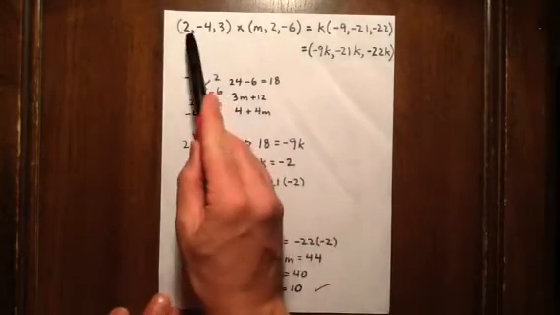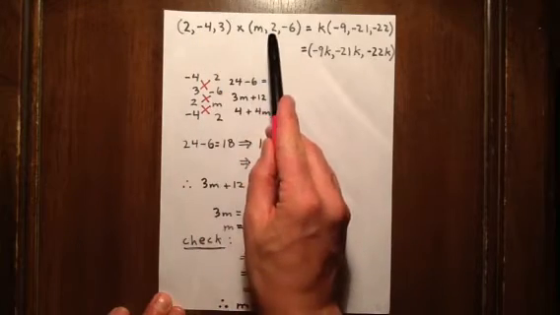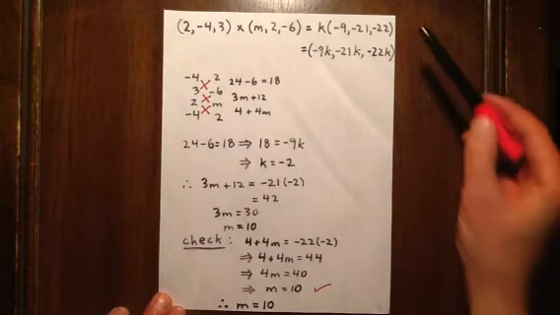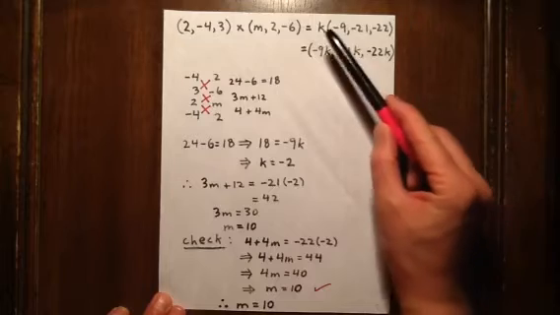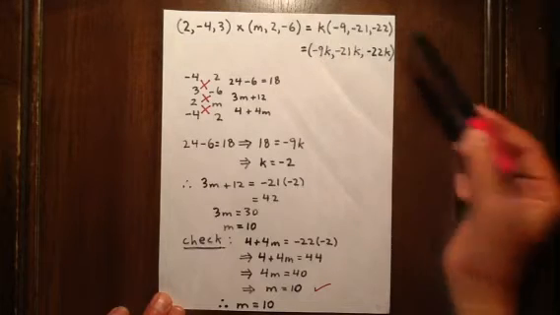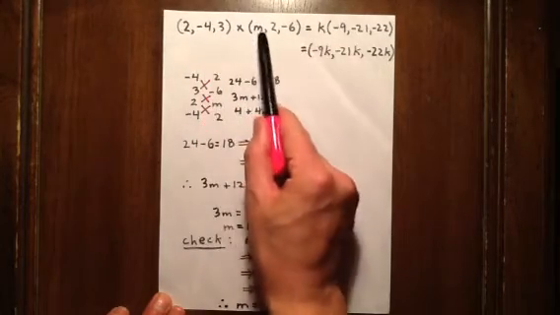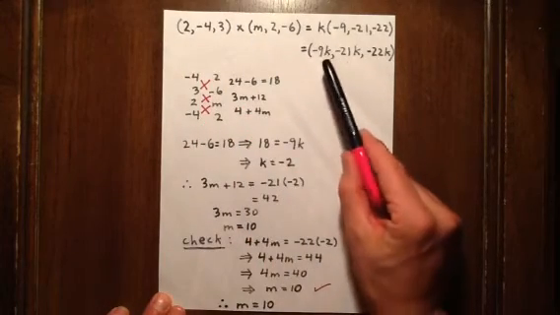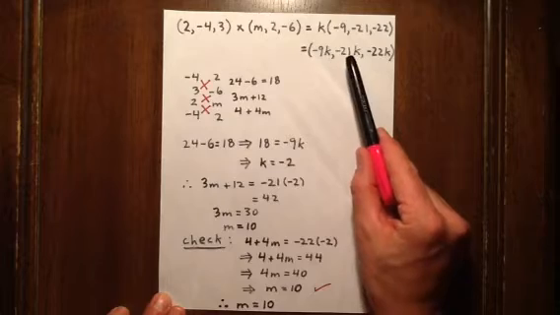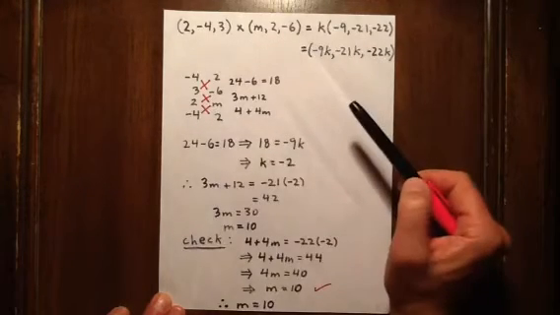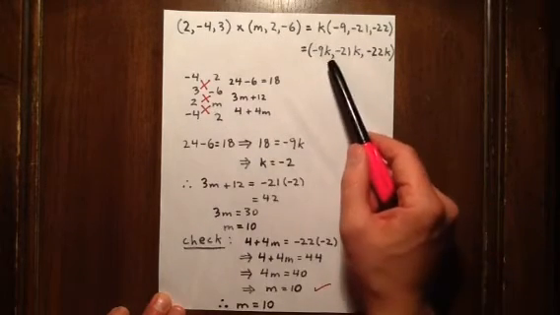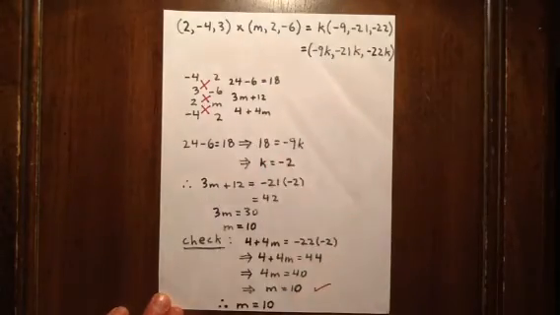So we get the cross product. (2, -4, 3) crossed with (m, 2, -6) has to be some scalar multiple, we'll call it k, of the vector given in the question. So (2, -4, 3) crossed with (m, 2, -6) has to equal (-9k, -21k, -22k). Looks to me like we've got two variables here. We've got k's and m's.